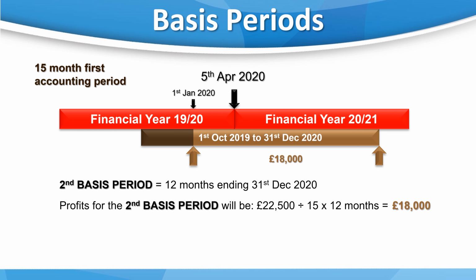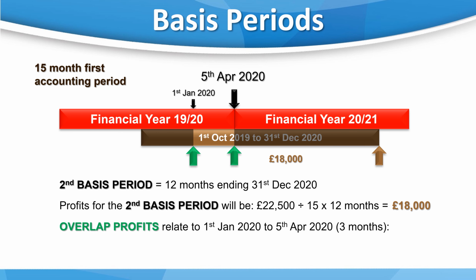This time, the overlap profits won't be the full amount covered in basis period 1. As the second basis period started on the 1st of January, the overlap profits will start on the 1st of January. The calculation of the overlap profit will be £22,500 divided by 15 multiplied by 3, which is £4,500.